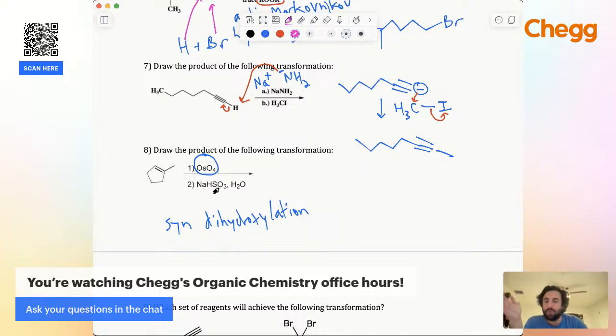What does dihydroxylation mean? It means we're adding 2 hydroxyls, OH and OH. Since we are adding the same group to each of the 2 carbons, there is no regiochemistry to discuss. They are not 2 different groups, so it doesn't matter which one goes to which carbon. It's the same group. So regiochemistry is not relevant. But stereochemistry is relevant, and it is syn. So we are taking 2 OHs and we're adding them to the same side of the molecule.